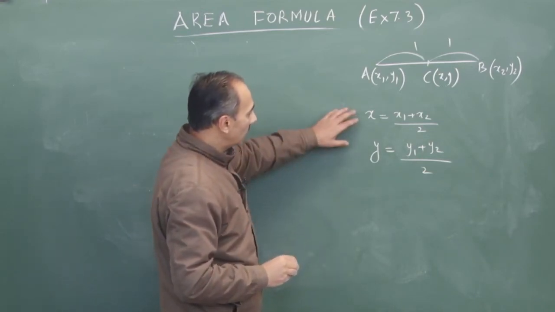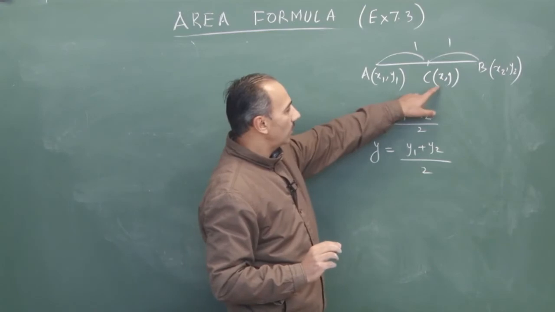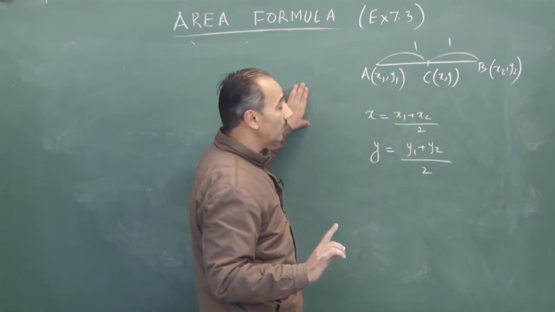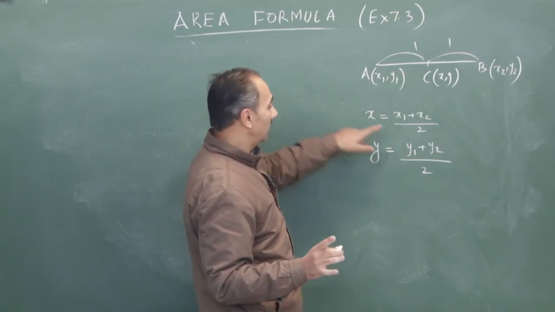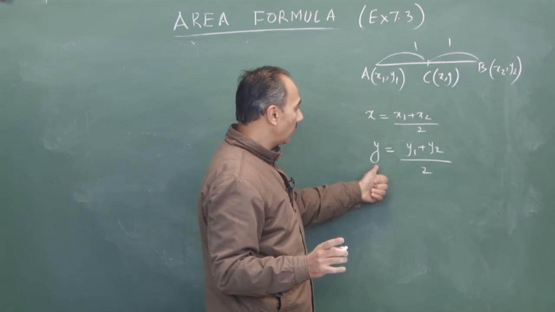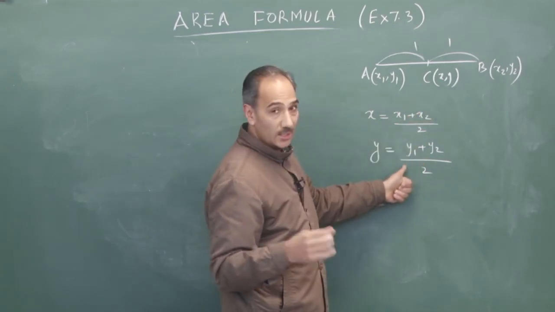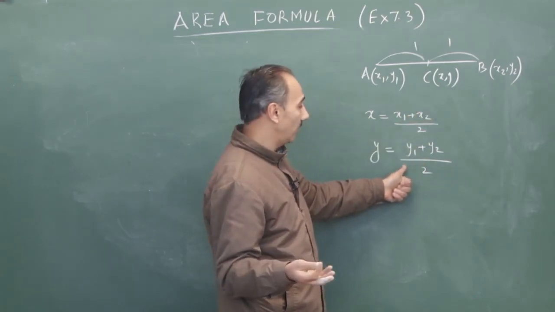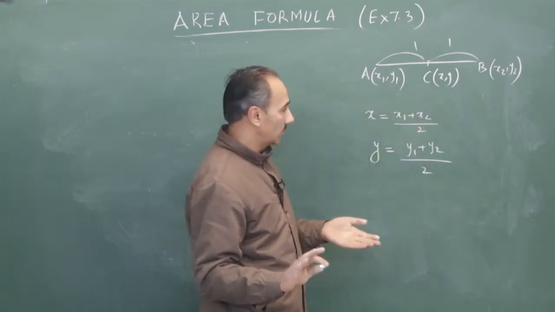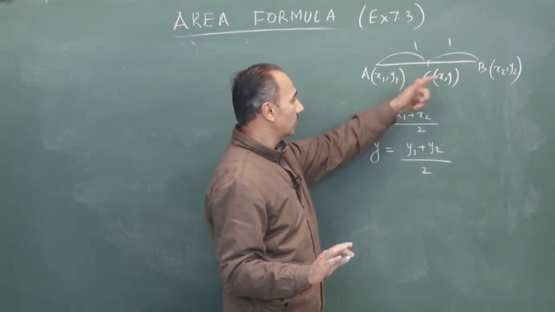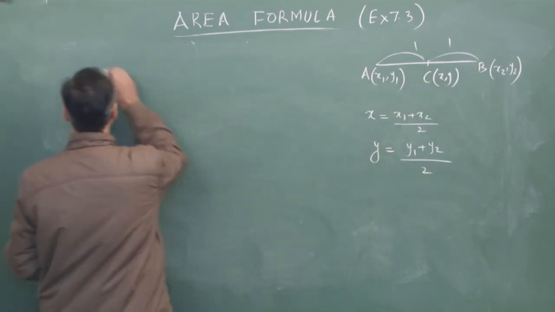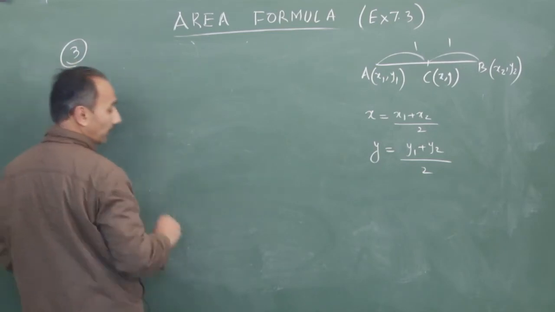Okay. Now, just remember, the x coordinate of the midpoint is the mean of the x coordinates of the endpoints. And y coordinate of the midpoint is the arithmetic mean, or you call it average, of the y coordinates of the endpoints. Or simply, x is x1 plus x2 by 2, and so on for y. So this is question number 3 of the same exercise.